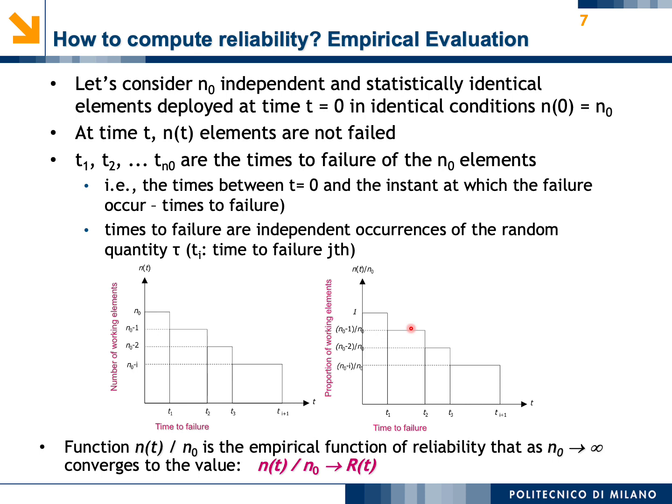Of course, we can also do the opposite. If we count the number of components that fail, instead of counting the number of components that did not fail up to that moment, and we again normalize the value with respect to n0, we can find the unreliability function.